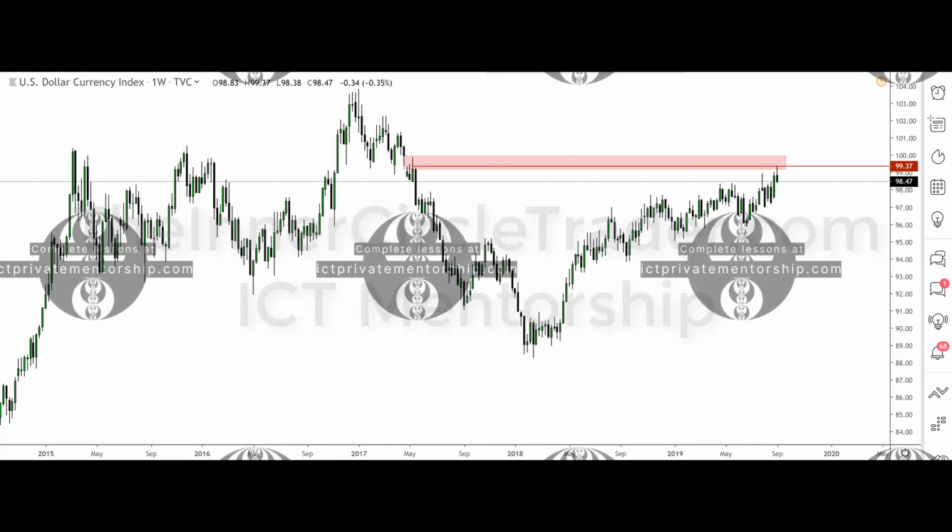All right, so we have the dollar index. This is from tradingview.com. And again, obviously this is the cash of the dollar index. So I have a weekly chart here.